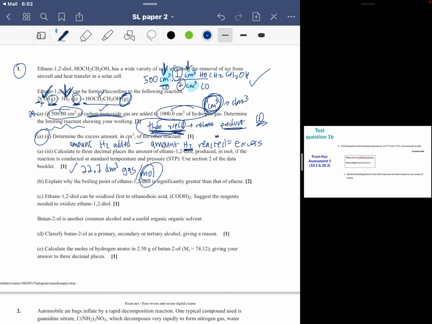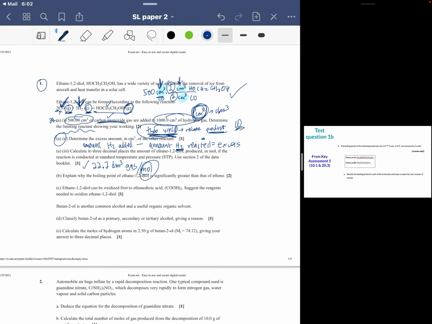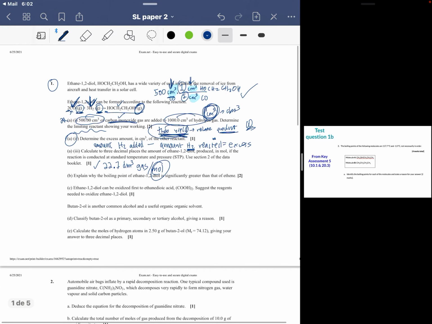All right, B. B is asking about boiling point. I'm still seeing some people confusing IMF and covalent bonding. And you really, really need to be careful here. So let's draw out what happens when something boils. Here's my ethane-1,2-diol. And of course, I'm going to have a bunch of molecules. I just have a big sample of it.